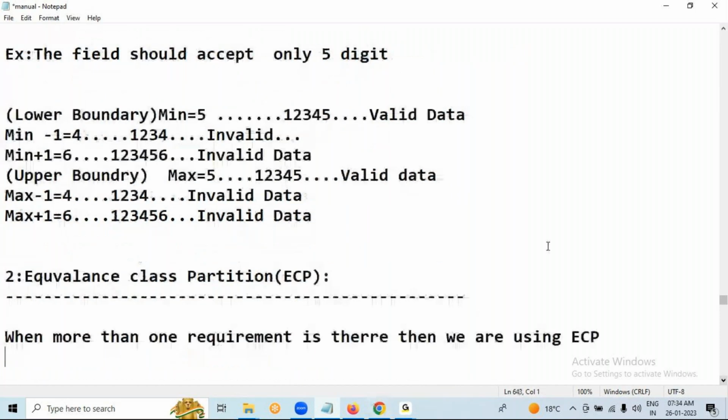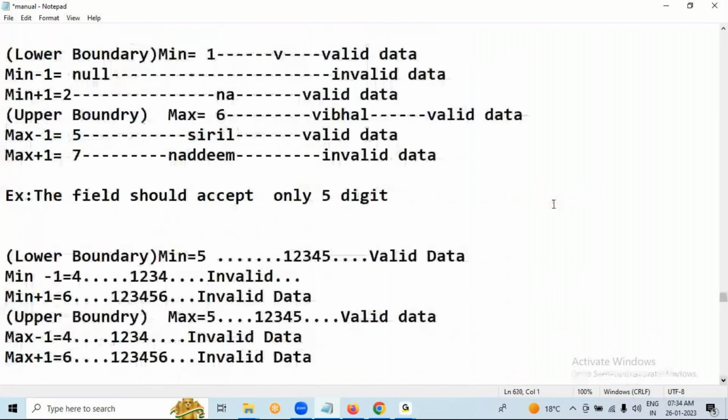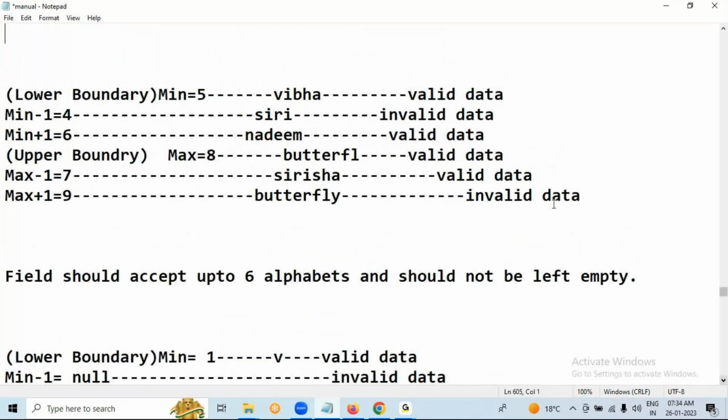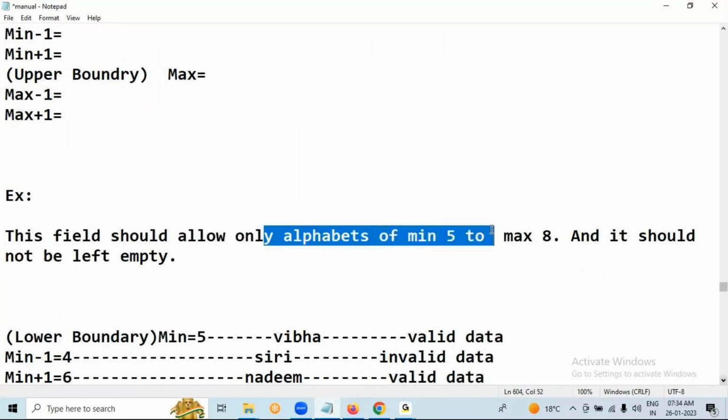Equivalence class partition. When more than one requirement is there, then we are using ECP. Please observe the requirement of agent name. A field should allow only alphabets. This is one requirement. And a range is provided, like minimum 5 to maximum. That is another requirement. And it should not be left empty. That is another requirement. Like that, if more than one requirement is there, then we are using ECP. Right?